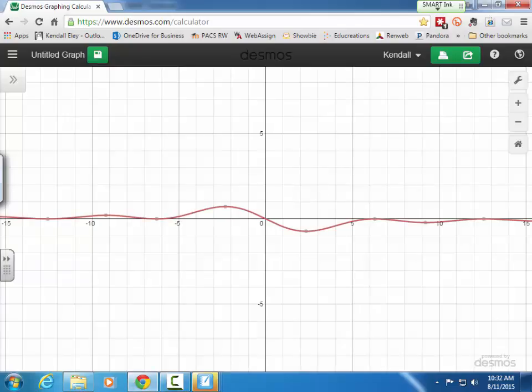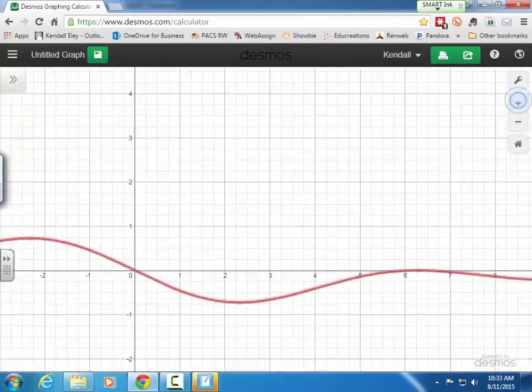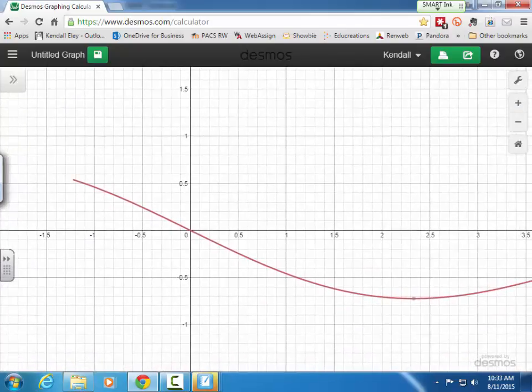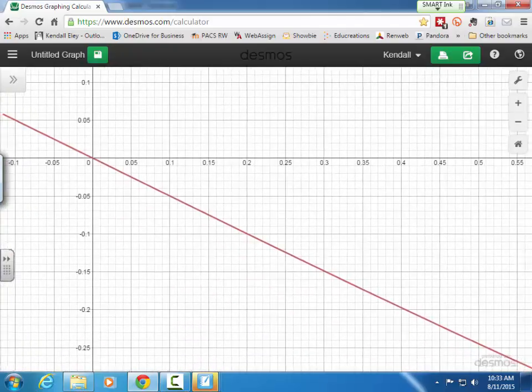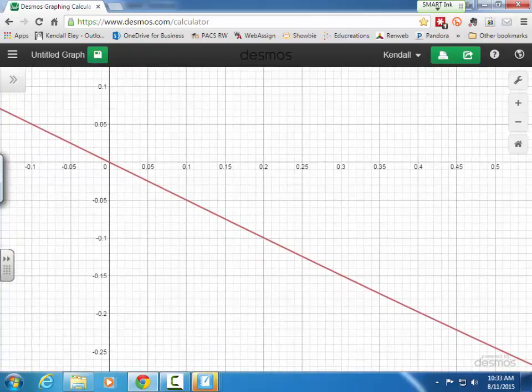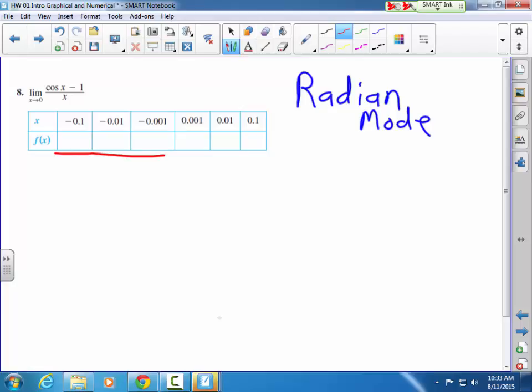If I were to zoom in, it still looks like that. You can zoom forever here if you really want to. Everything looks like it's pointing to 0 to me. So just looking at the graph, that would be my speculation. So when I look at the numbers, I'd expect these numbers over here, all of the negative ones, to be slightly positive. I'd expect these to be slightly negative, and expect them to be getting closer and closer to 0. So if you got that information, I would say you're in a pretty good place there.